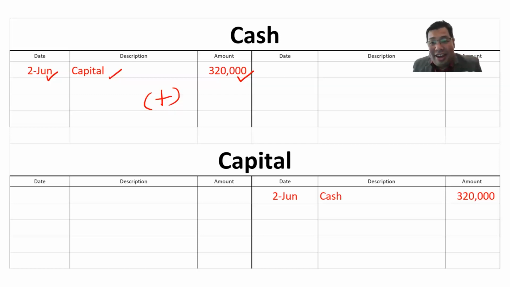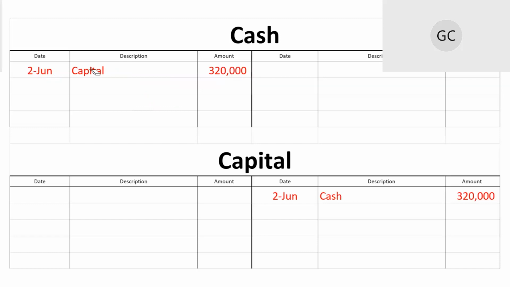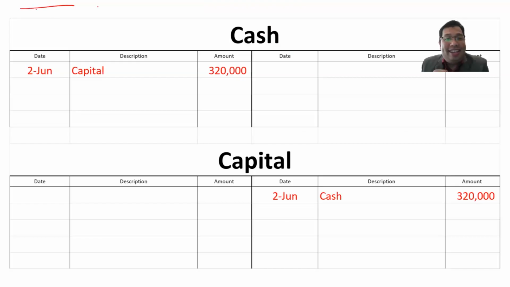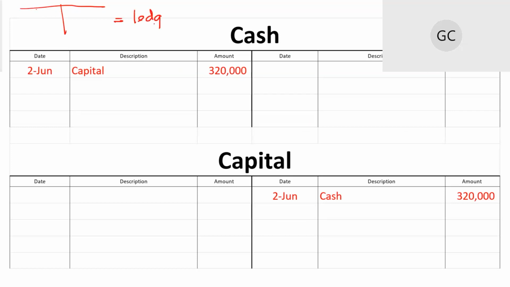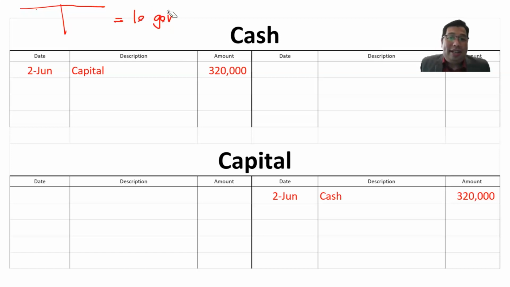Excuse me, sir. Yes, Gaspar? This is called a T account, right? This is called a T account because the shape is like a T, am I right? Thank you. Sometimes we call it a ledger as well. Ledger or T account.